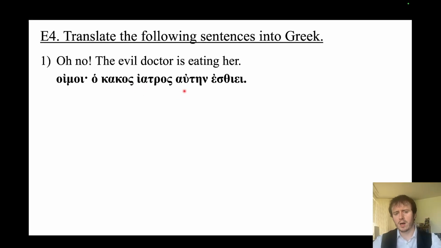The crucial point with regard to our focus was the word αὐτην, meaning her. This is αὐτος in the third use, namely when it's used on its own as a pronoun. We need it in the feminine accusative singular to mean her.